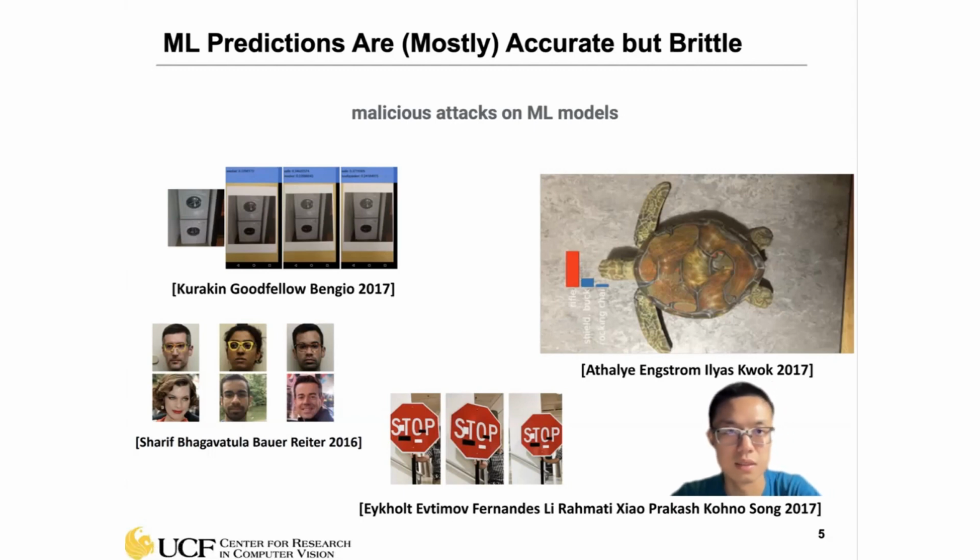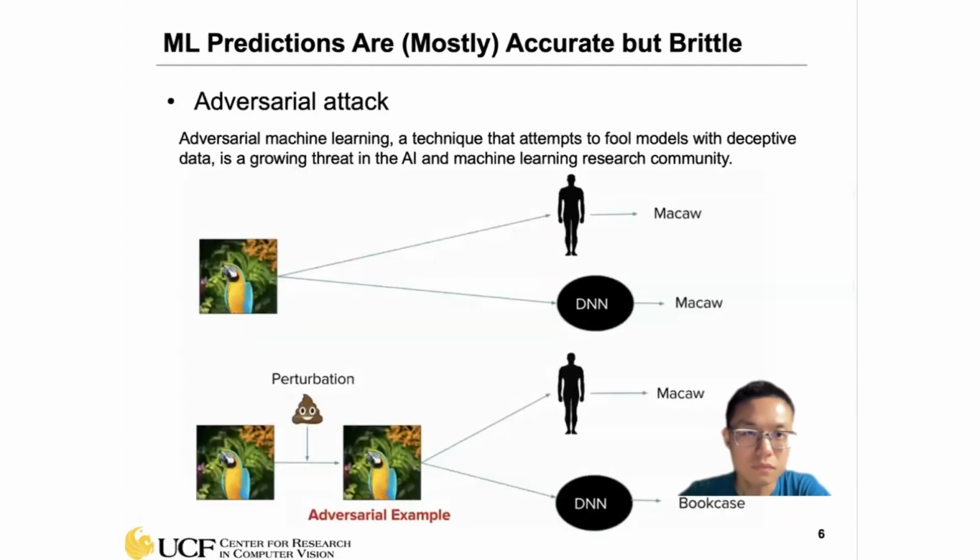Basically, these examples say that the machine learning model can be brittle. In some real world applications, when we make small changes to the input, the classification can make mistakes. The adversarial attack is a technique that tries to fool machine learning models with some deceptive data, and it is a growing threat in the AI and machine learning research community.